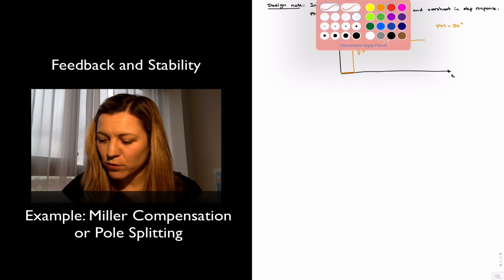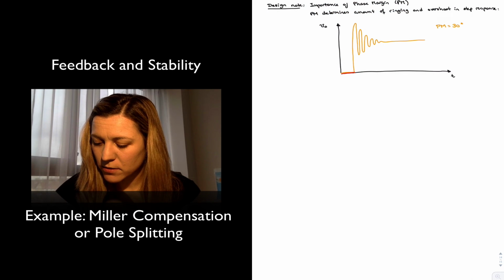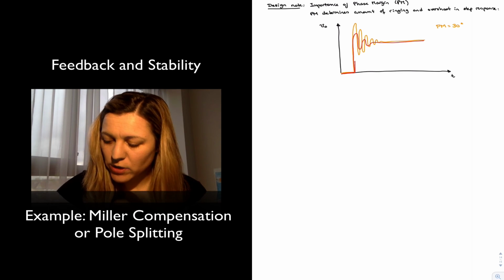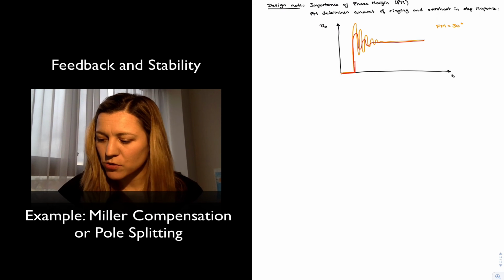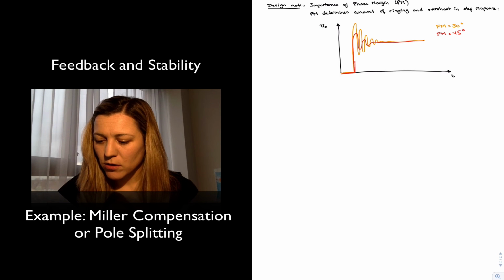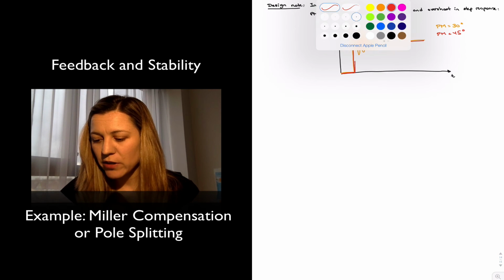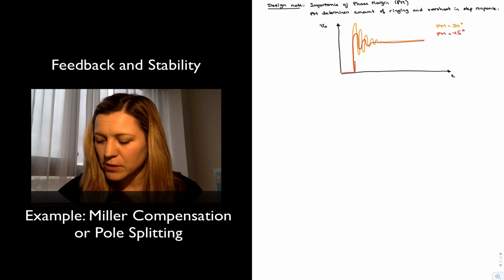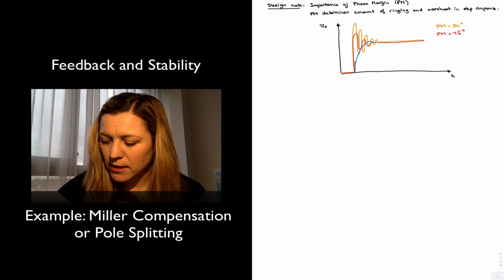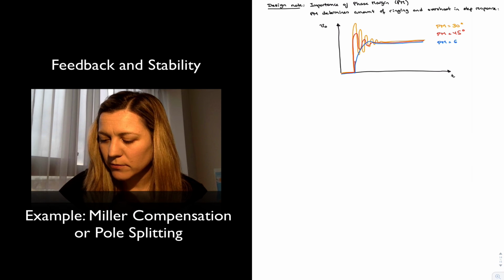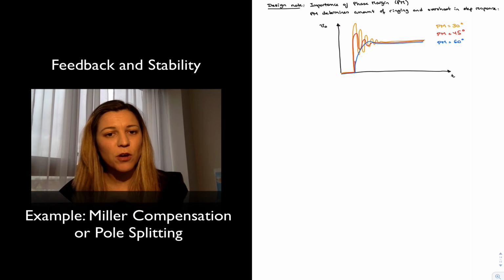In the case of my 45 degrees phase margin, I'll still get some ringing and overshoot, but not quite as much as with a lower phase margin. So 45 degrees. With a 60 degree, which is another very common design target for the phase margin, I still technically get a little bit of overshoot, but not that much. So 60 degrees is a fairly good compromise.